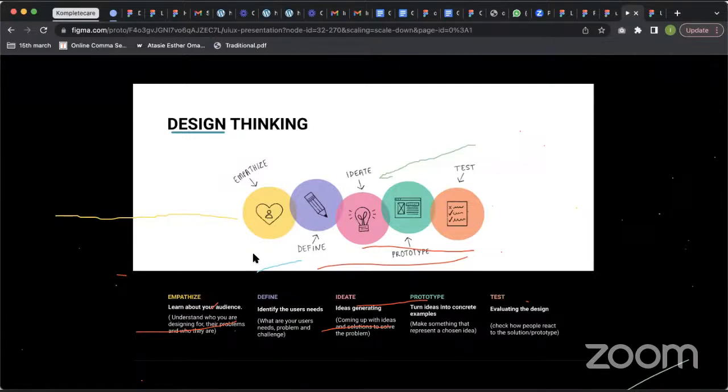Then when you come up with the different ideas that you have, the next step is prototype. This is where you bring those ideas to something relatable, make something that can represent the idea. It can be in the form of drawings, wireframes. Don't worry, as time goes, you will understand. After that, when you've built something like that, then you test the design. Anyway, I'm going to explain.